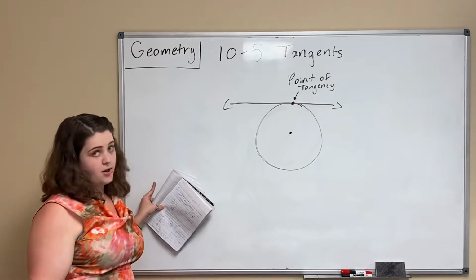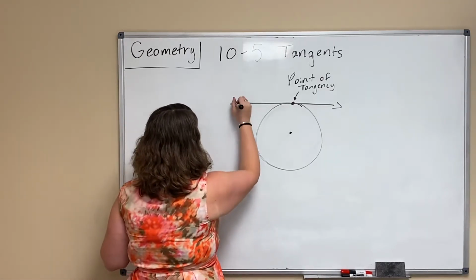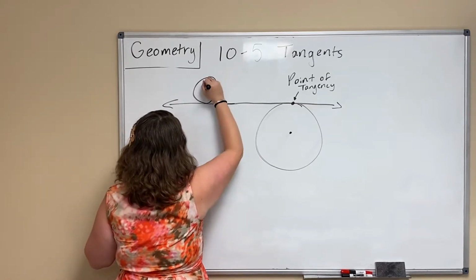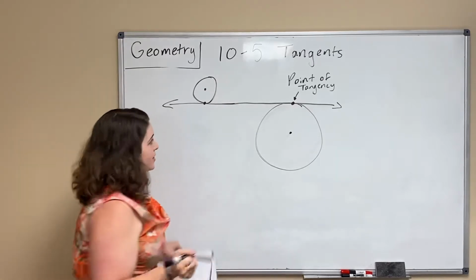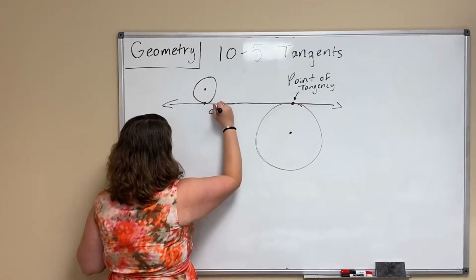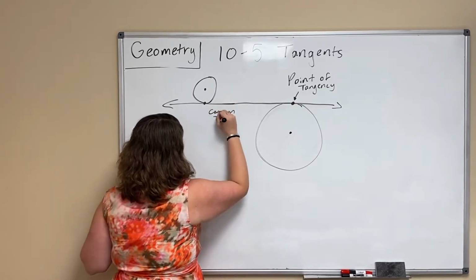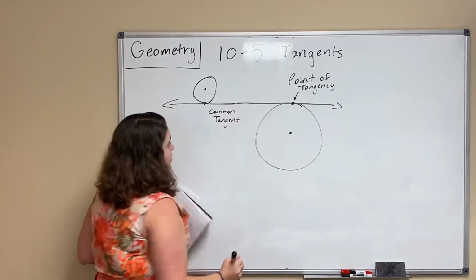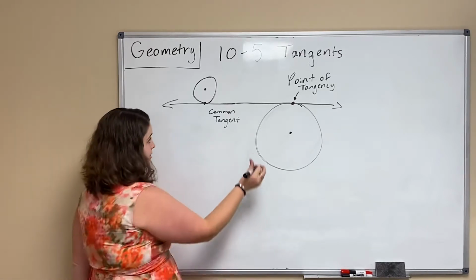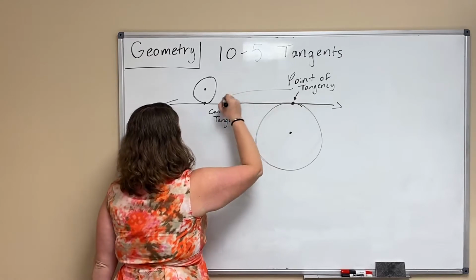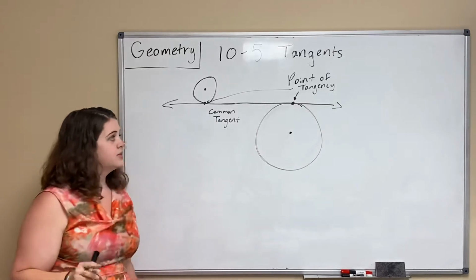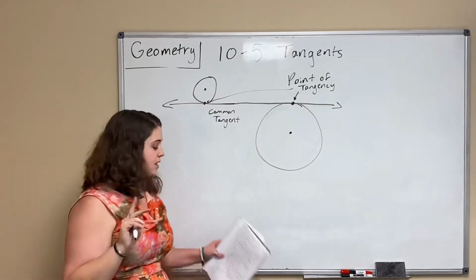If somehow this tangent intersects multiple circles, so let's say it goes this way and there's another circle over here, not a very pretty one, that it also intersects, then this is called a common tangent. So the tangent is the line that intersects the circle at exactly one point. That point is called the point of tangency. And if the tangent intersects two circles, then it's called a common tangent.